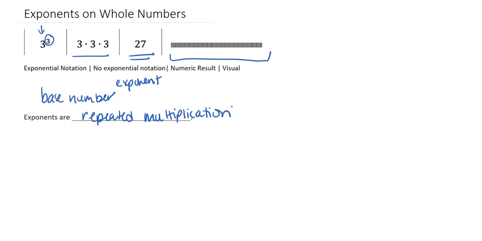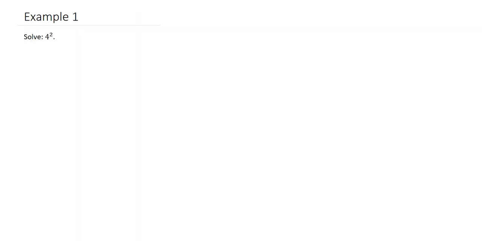So let's look at some examples here. Example 1, we're going to solve for the following. We have 4 squared. So 4 is our base number. 2 is our exponent, which tells us how many copies of 4 we have. So we have 4 times 4. And when we multiply that out, 4 times 4 is 16.